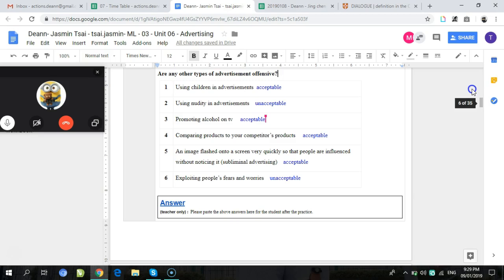Now, how about the next one, number 5? Yes, maybe it's really fresh and it's flashed so quickly so we don't remember the advertisement.